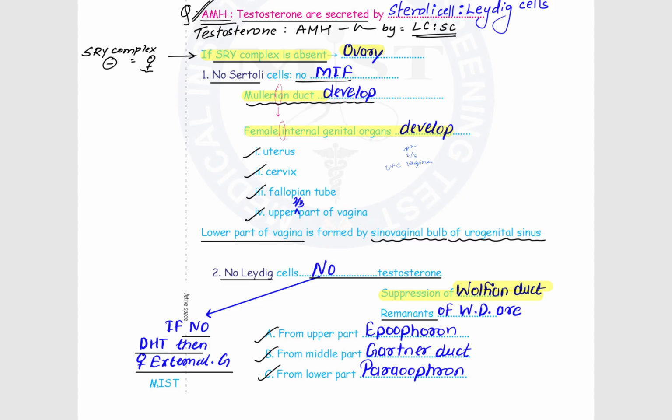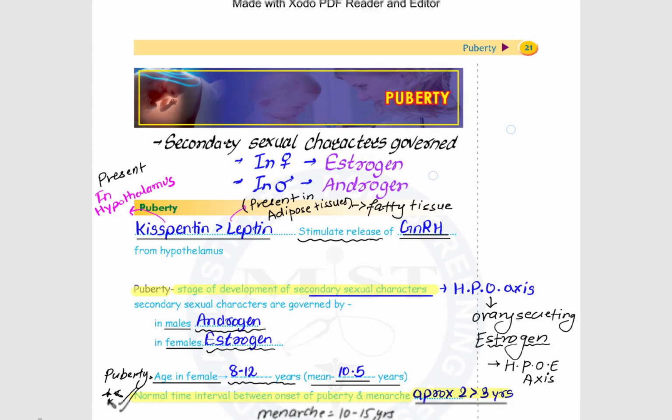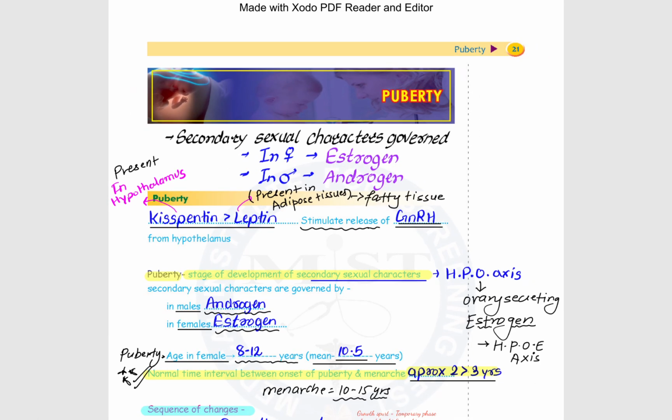So we will have remnants of Wolffian duct: the upper part is epoophoron, the middle part is Gartner duct, and the lower part is paroophoron. So epoophoron, Gartner duct, and paroophoron. Now we'll continue this video only, puberty, because it's a short video.